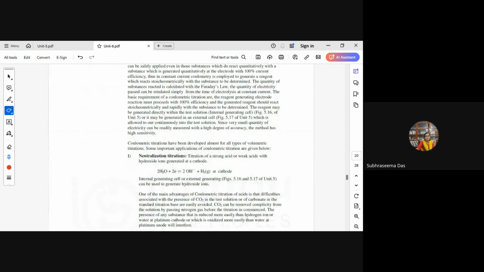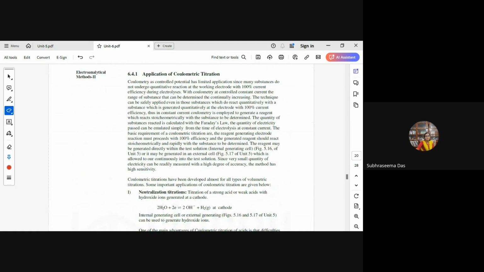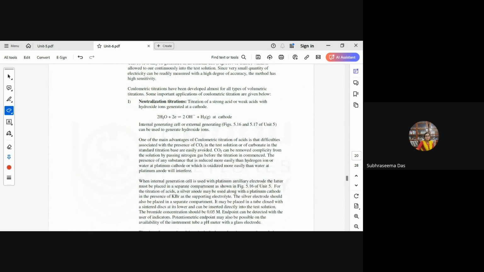Then comes the application of coulometric titration. Controlled potential coulometry has limited application, but coulometric titrations have been developed for all types of volumetric titrations. Some of the important applications are neutralization reactions, which involve the titration of a strong acid with a strong base.